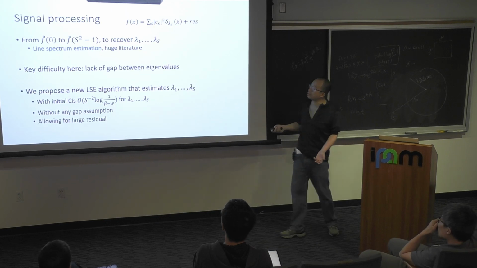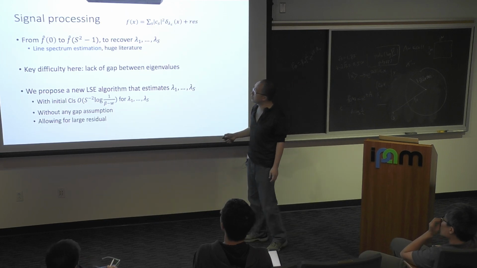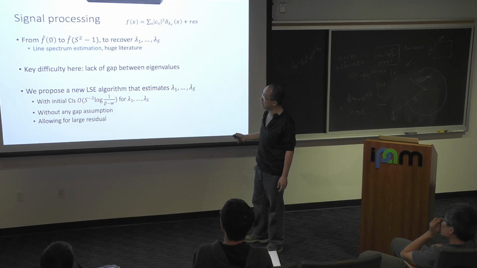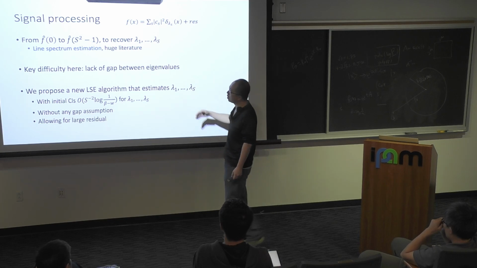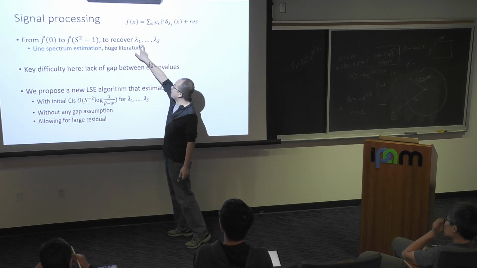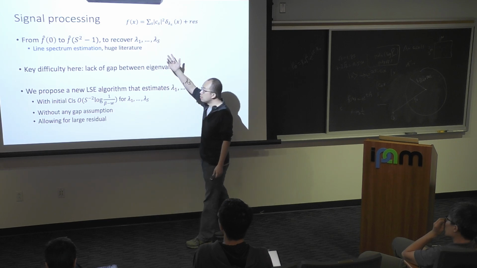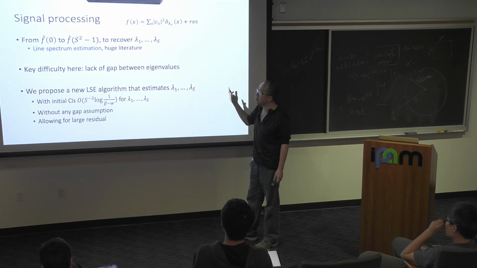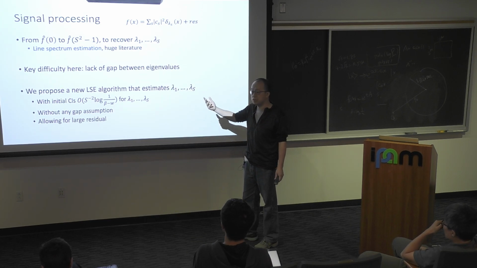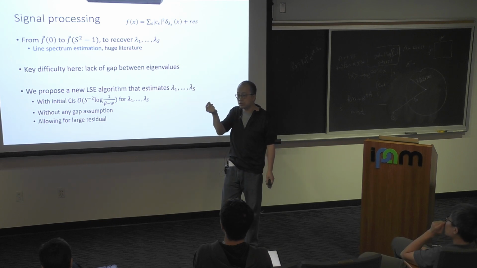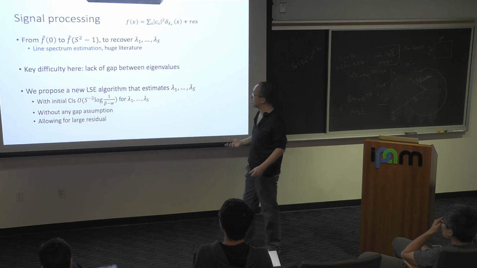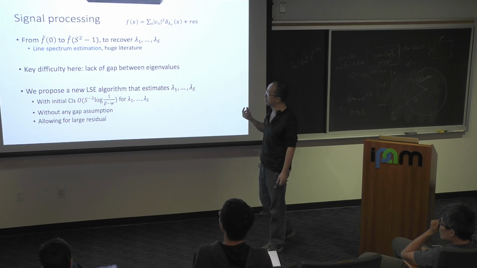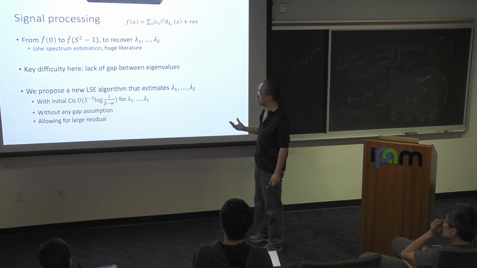Now, this is a really well-defined problem in signal processing. It is called line spectral estimation, and there is a huge literature on it. I want to point out that the main difficulty is that most of the literature cares about the problem where you have some kind of gap between these eigenvalues. But in the quantum case, you have so many eigenvalues because the matrix itself is exponentially large, right? So the gap itself could be very, very tiny. Therefore, it is important to develop an algorithm without any gap assumptions.